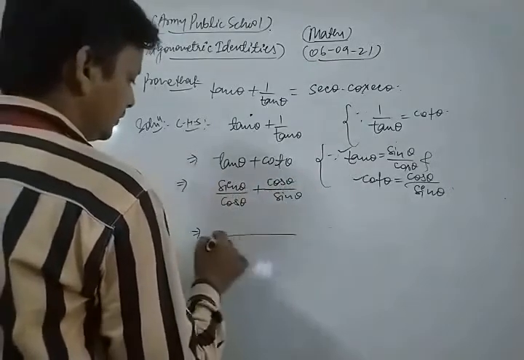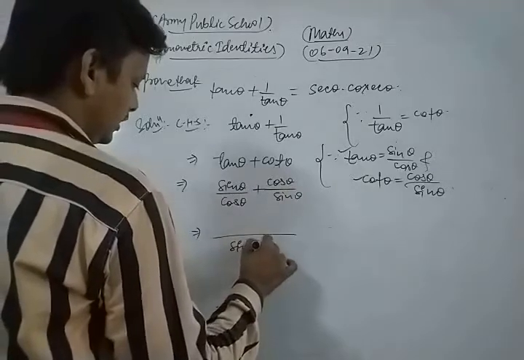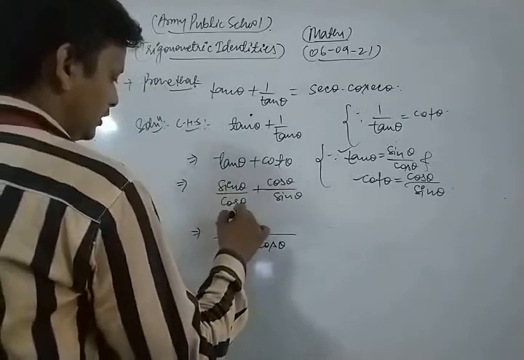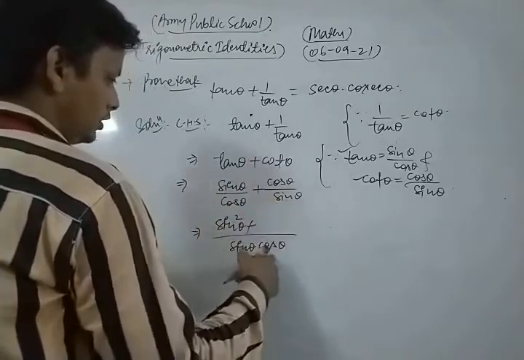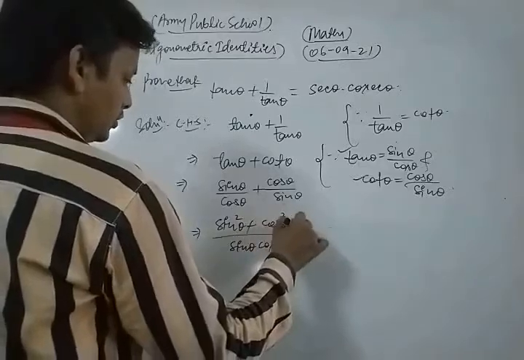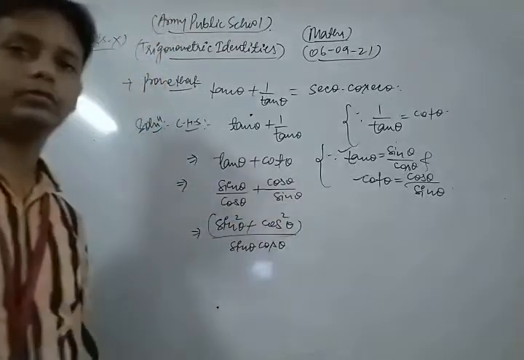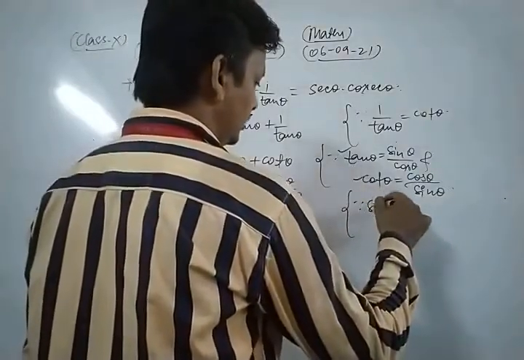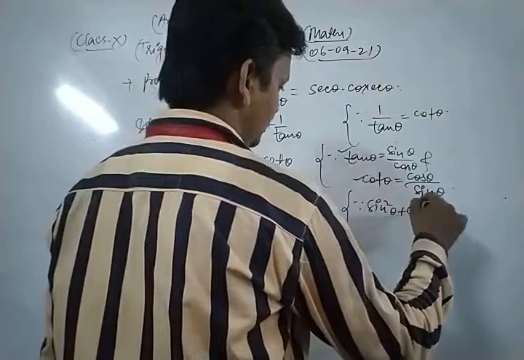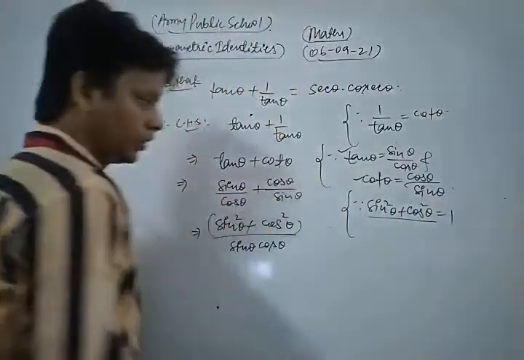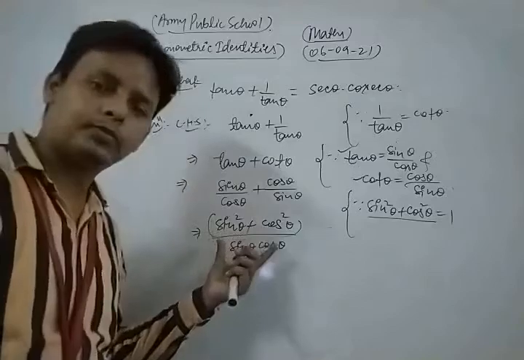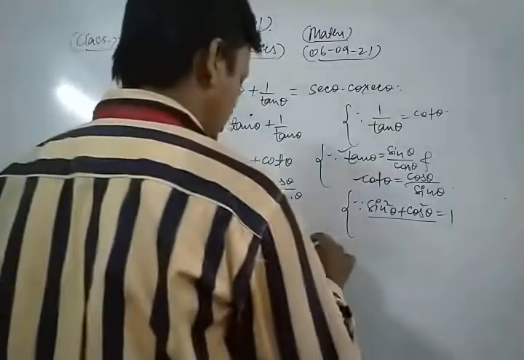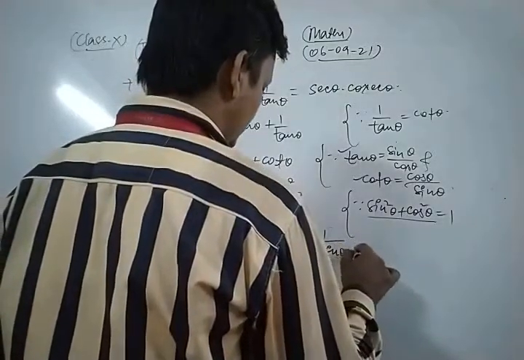Now we take the LCM as sin theta into cos theta. Sin cancels with sin, so sin into sin is sin square theta. Cos cancels with cos, so cos into cos is cos square theta. This is also a very important identity: sin square theta plus cos square theta is equal to 1. So in the numerator we get 1. So 1 upon sin theta into cos theta.